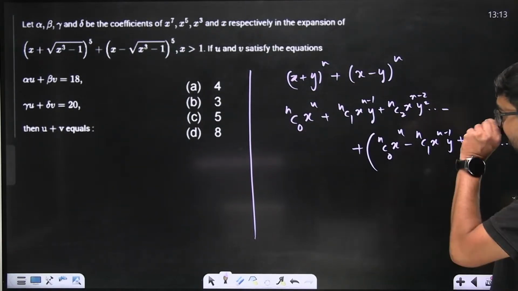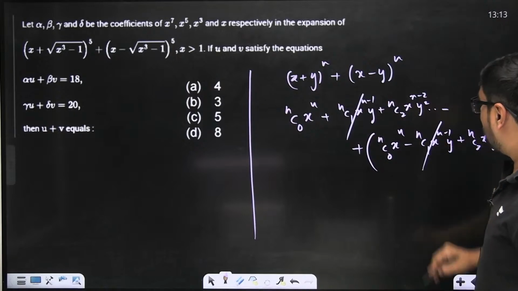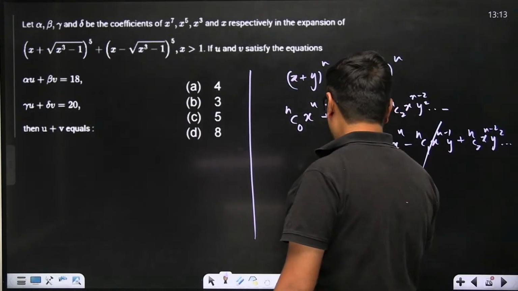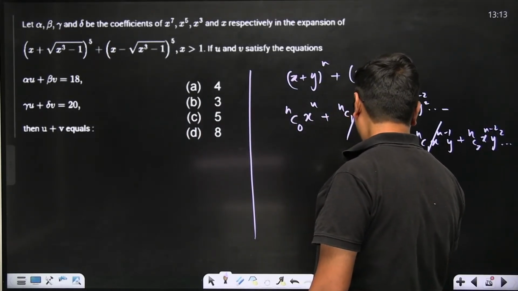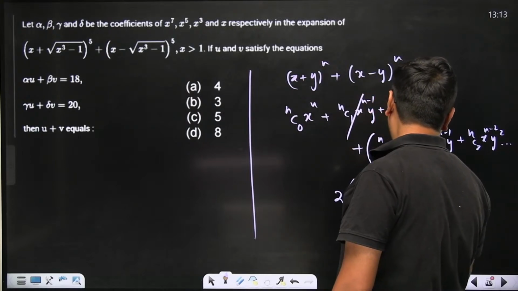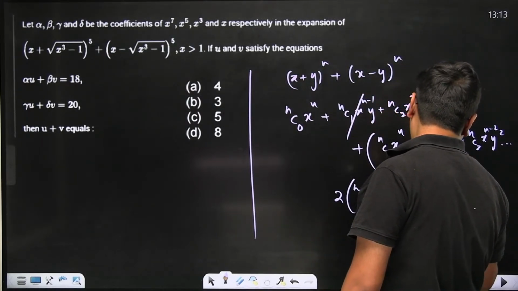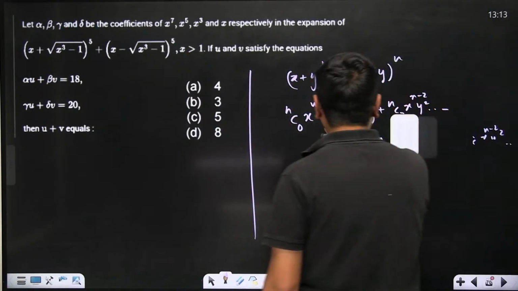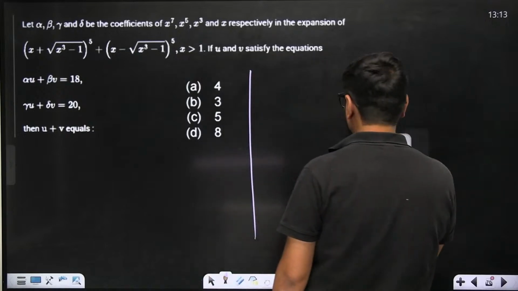So now what will happen? The terms which are odd have started cancelling themselves. All the odd terms will get cancelled, plus and minus, plus and minus. nC3 will cancel with nC3 over here. So this will just become 2 times of nC0 x to the power n plus nC2 x to the power n minus 2 y square, and like this. This will keep going on like this, 2 times of this. Okay.